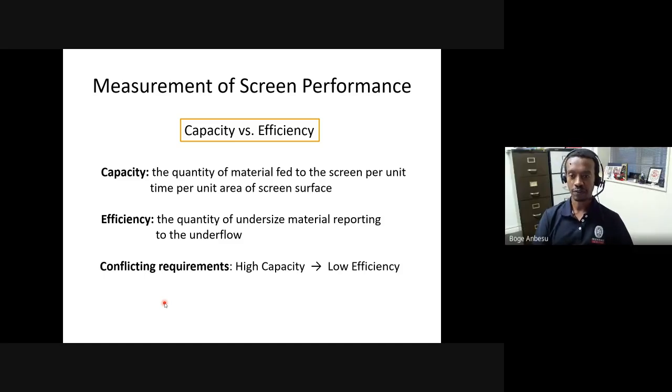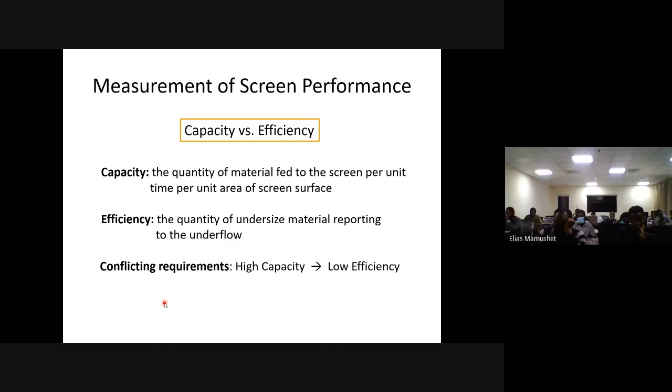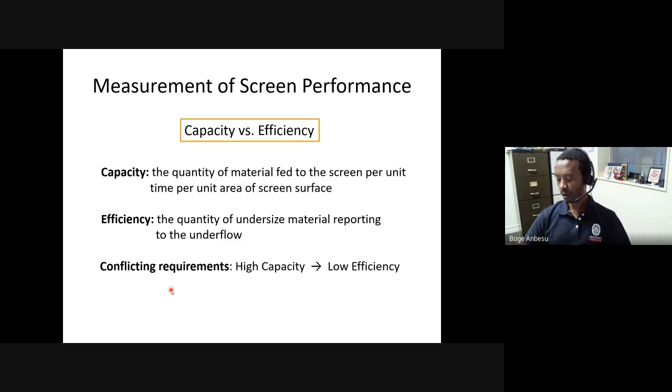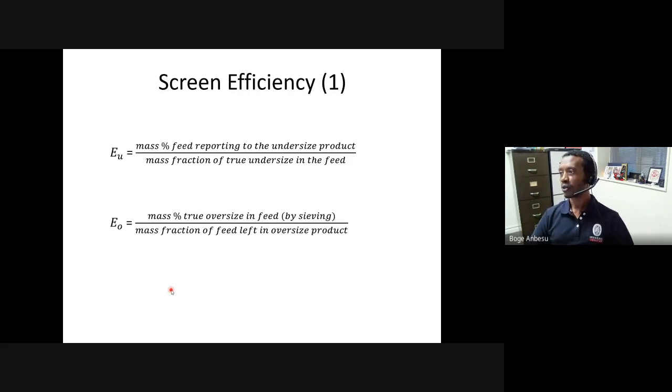If only half of the fine went to the fine fraction, maybe it's not efficient. So we can always track the initial fine material we have in the feed to what we have collected in the undersized material, and we can work out the performance of a screen after that. And we'll talk about how we can measure screening efficiency.